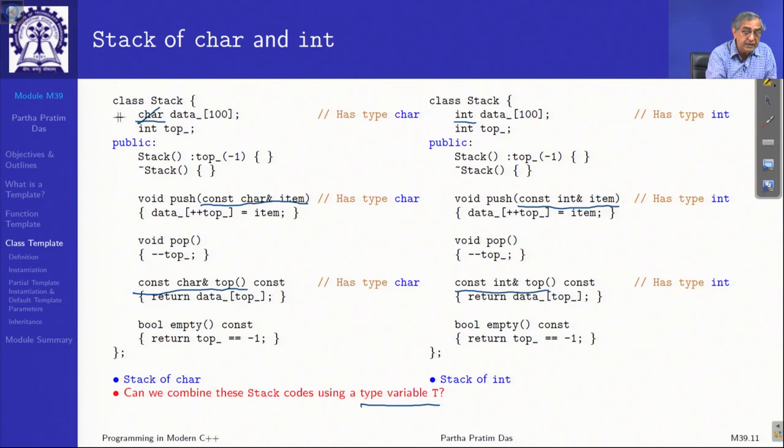Could I just say that this is T, this is T, this is T? If I write that, then the code on the left and the right become identical, and that is the class template. All that I do is make the type a variable, and then make an option that when I need a stack, I will tell whether I need a stack of char or of int or of anything else. That is the basic idea of class template.